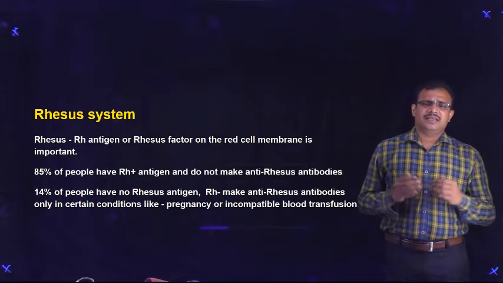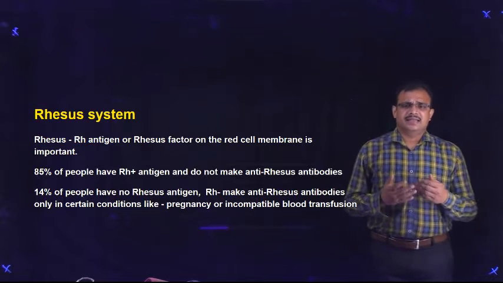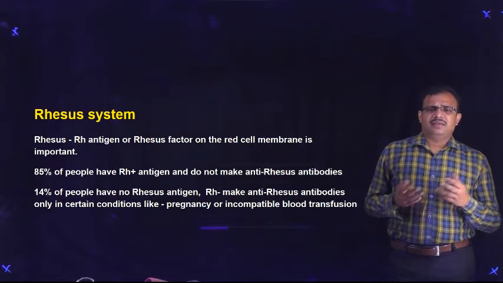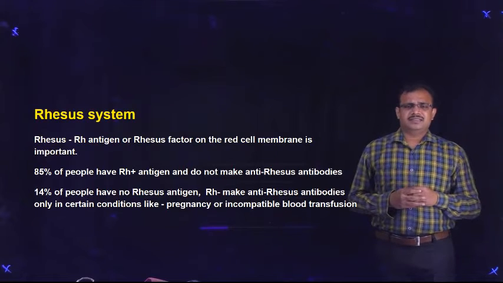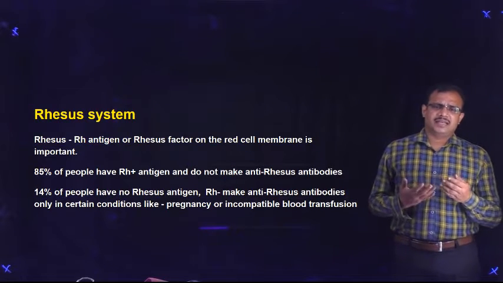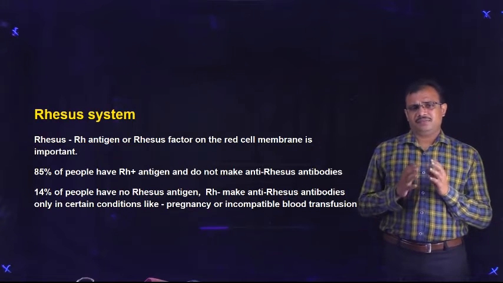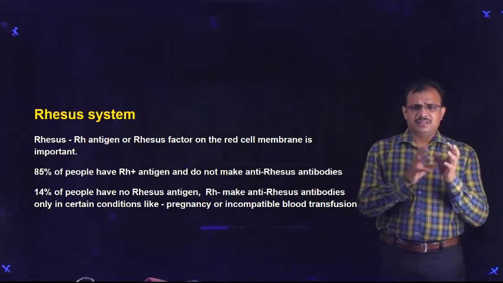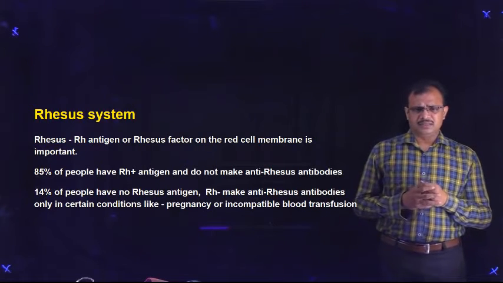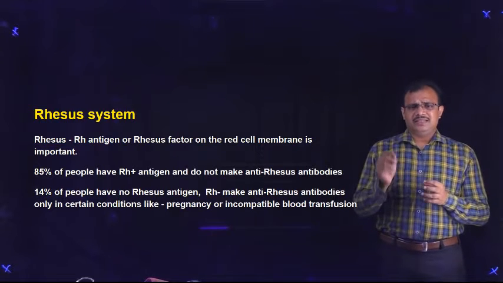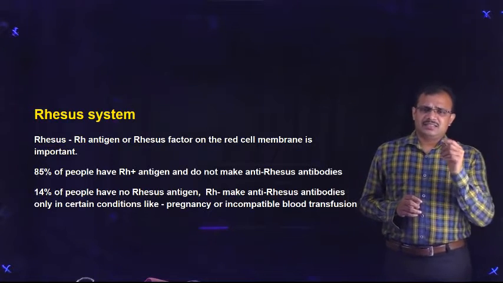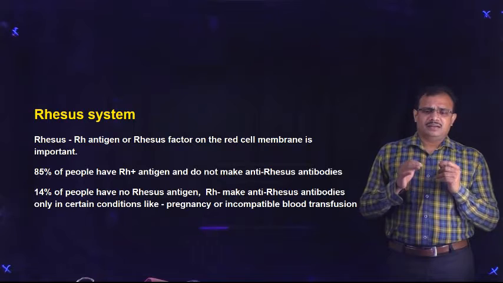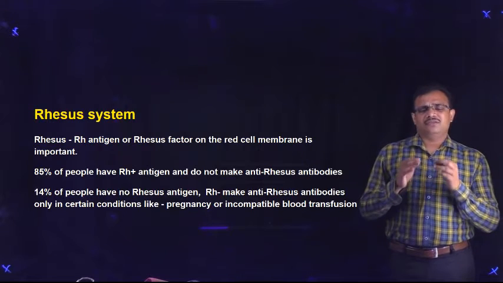85% of the individuals have this rhesus antigen, and hence they can be categorized as positive, whereas the remaining 15% do not have this rhesus antigen on the red blood cell, and hence they are considered negative. Apart from considering whether the individual is compatible with the donor or the recipient, it is also essential to see this rhesus antigen, and it is very essential in conditions such as pregnancy, where incompatible blood transfusions will lead to death of the individual.